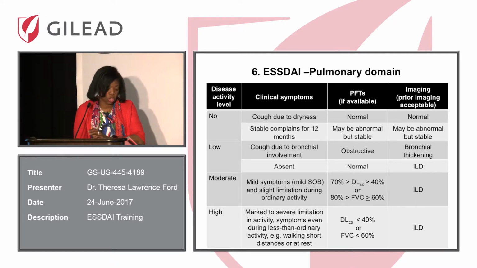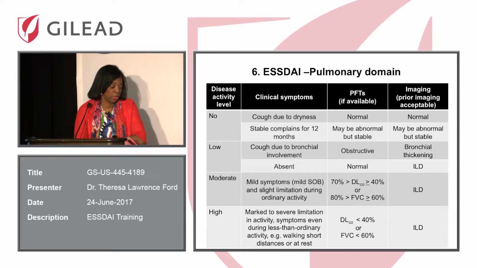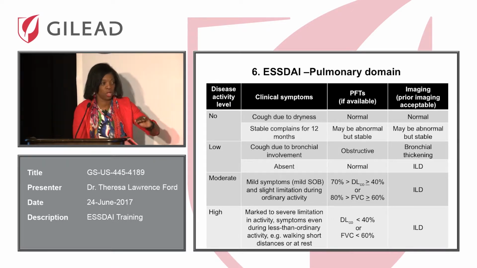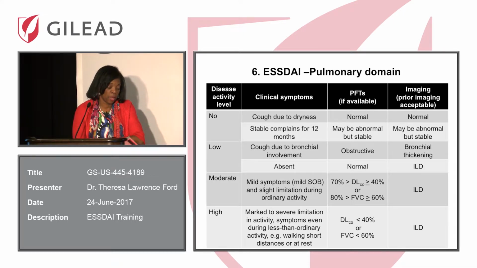High would get that patient with moderate to severe limitation of activity, even with less than ordinary activity, even walking short distances. And we'll talk later, and Dr. Metzger will talk about those patients that we'll obviously be excluding, but again, for purposes of going through Professor Sarar's activity indices, we're including this. And this would be the diffusion capacity of less than 40 and a forced vital capacity less than 60 with ILD.